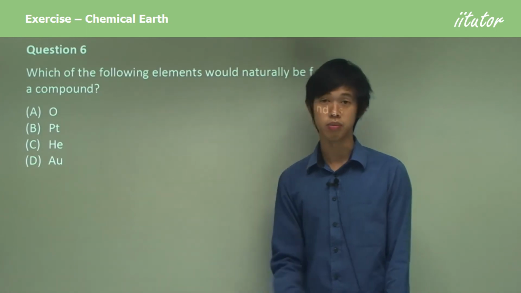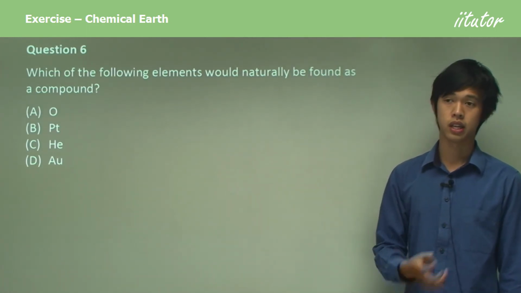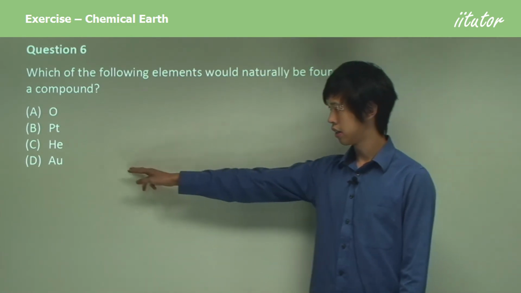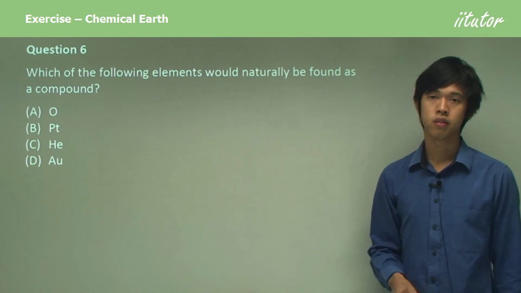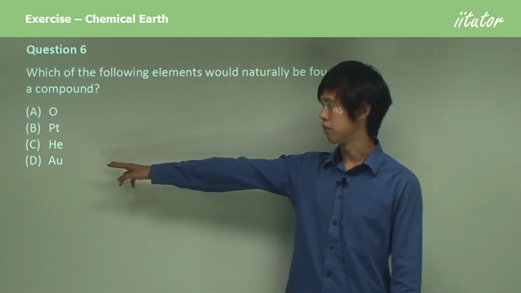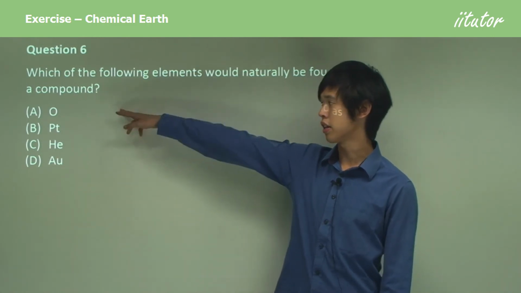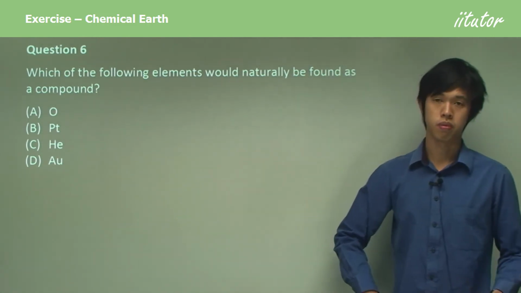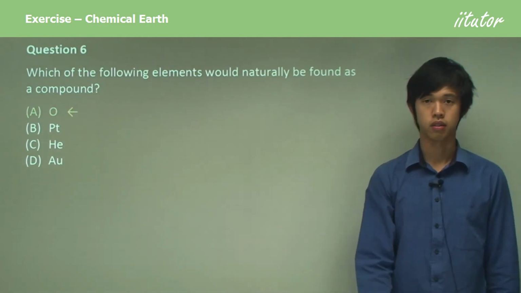Helium. Helium is a noble gas. It doesn't want to bond with anything, so we're not likely to find any helium compounds. And gold, like platinum, is a sort of noble metal. It doesn't really want to bond with anything. It's unreactive. So it's not likely we'll find this as a compound. But oxygen we know we find as thousands of compounds. So A is probably the correct answer. Okay.